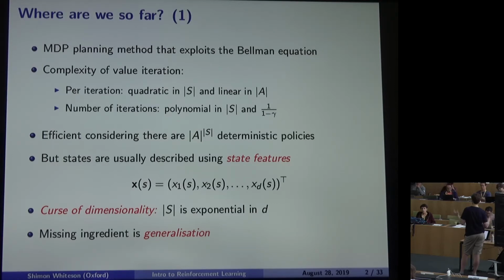And the key missing ingredient here is generalization. Because what we're doing when we apply one of these algorithms is we're learning a separate value for every state or every state action pair, with no attempt to generalize across states or state action pairs. Generalization, of course, is the entire goal of all of machine learning. So it might be a bit surprising that generalization is a missing ingredient in a whole family of reinforcement learning algorithms that we've learned about so far.